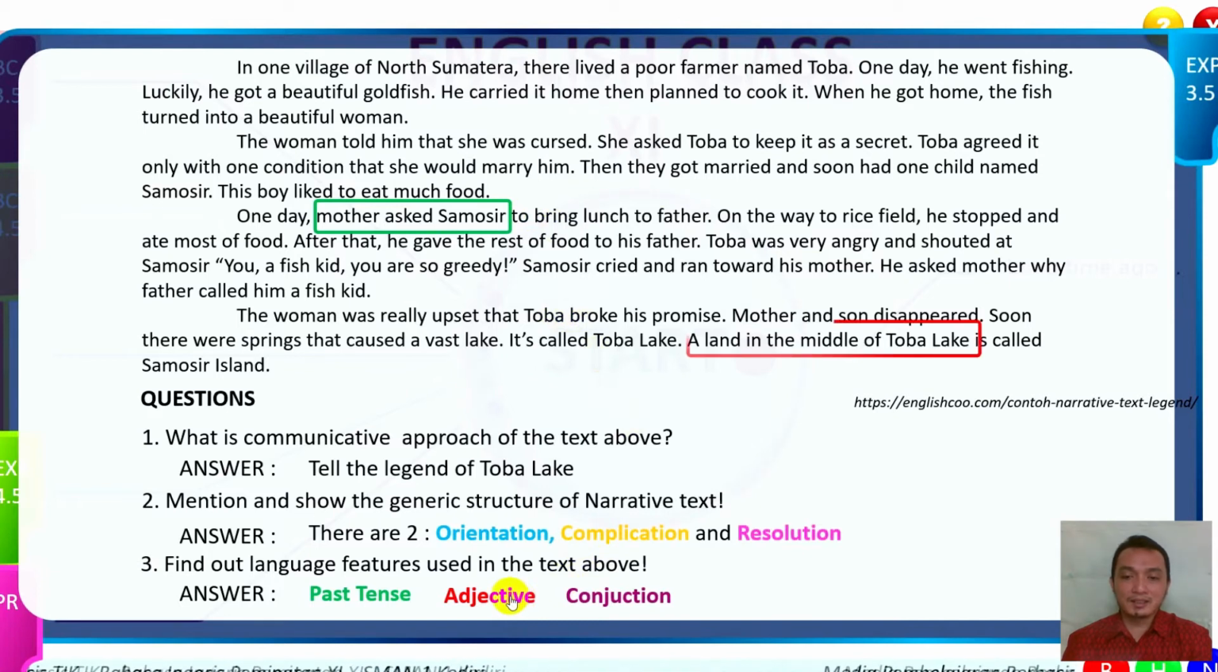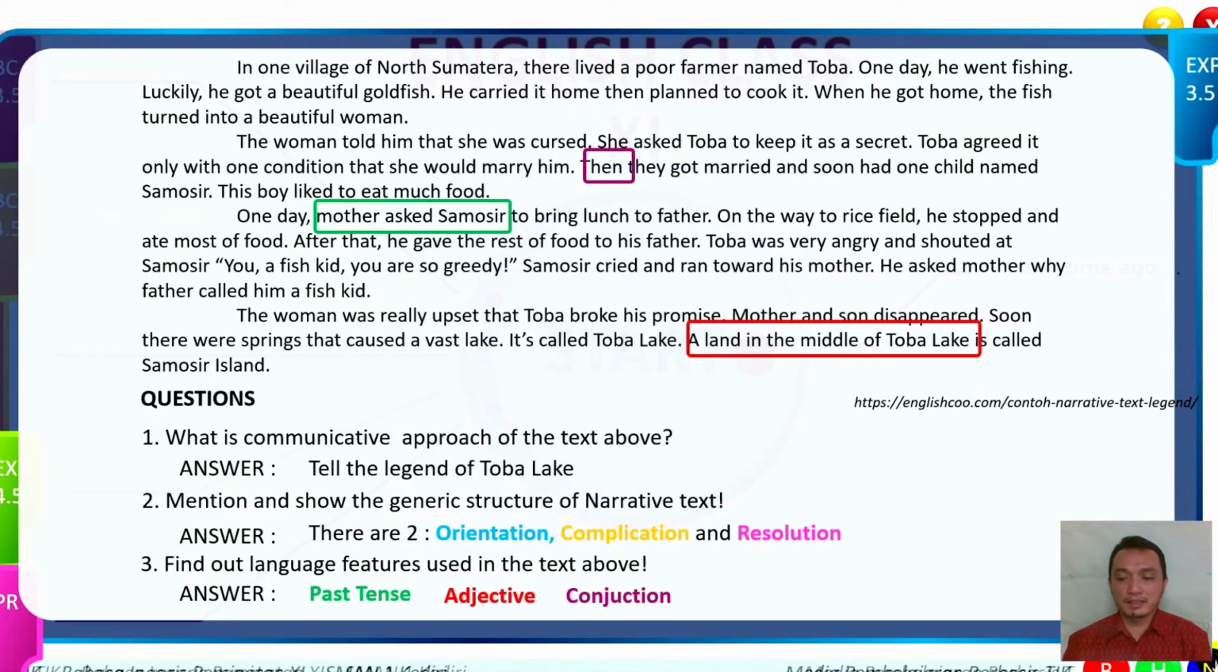So where is the adjective? Here is the adjective: "The land in the middle of Toba Lake." This is the adjective, or it is called the adjective phrase: "Land in the middle of Toba Lake." And then the last is conjunction. Here are conjunctions to connect a previous sentence with the following sentence. So this is the explanation of the narrative text and also the composition.